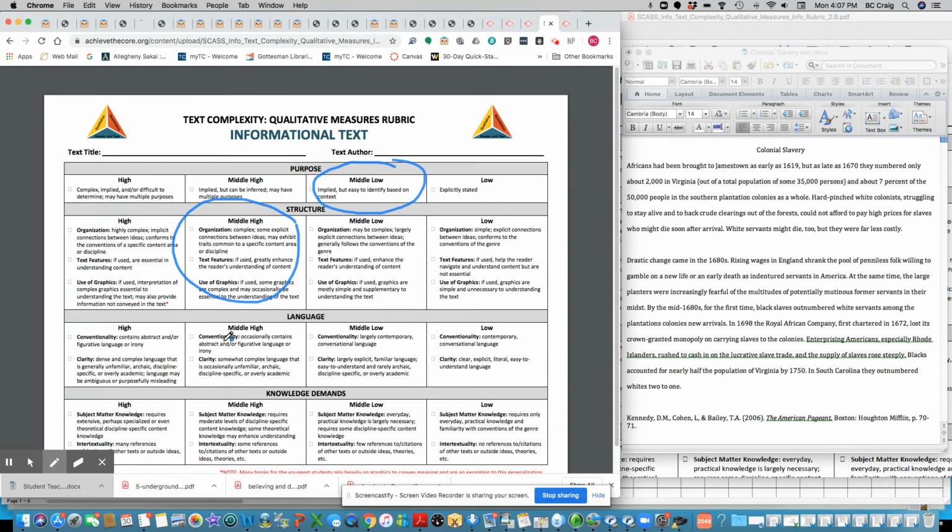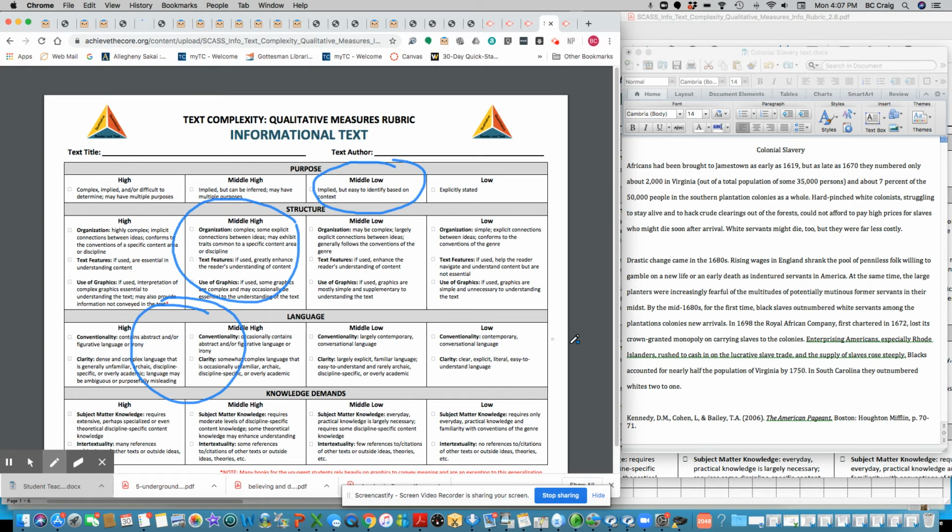In terms of language, this is when it really gets difficult. I mean, first, there is difficult vocabulary when we think about multitudes, lucrative, mutinous. Those could be words that are complicated for students. It also has structural problems. There's a lot of passive voice. Africans had been brought to Jamestown. Drastic change came in the 1680s. That means that there's no actors who are identified, which can make it difficult for students to understand what's happening and how it happened. Moreover, there's some figurative or abstract language, hard-pinched white colonists gambling with their lives. These make things very difficult. So I'd actually say that it's somewhere between high and middle high.